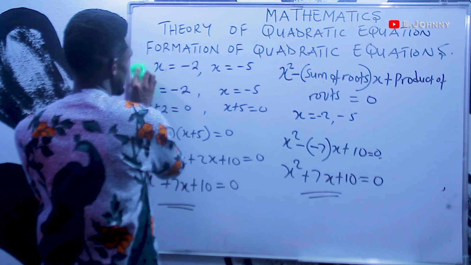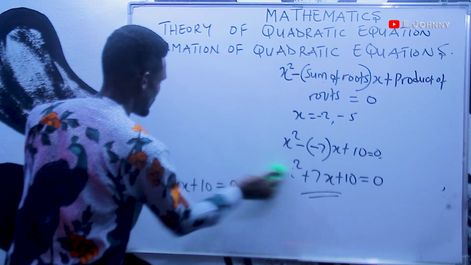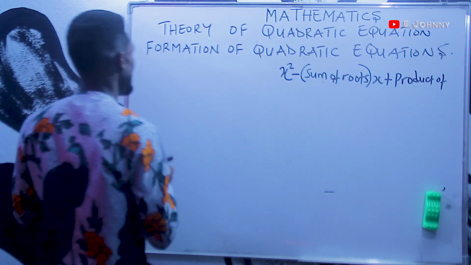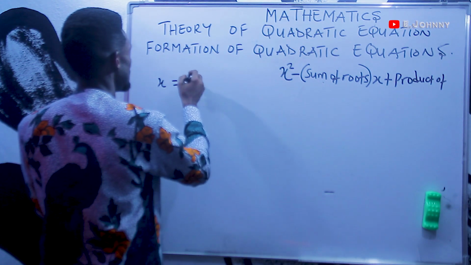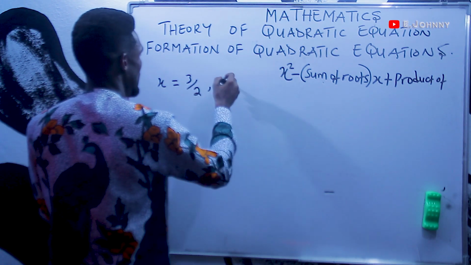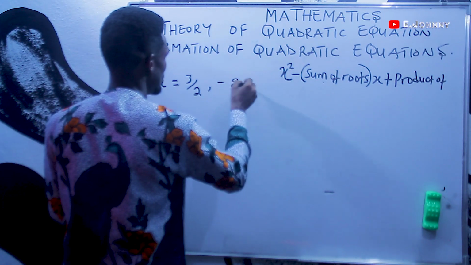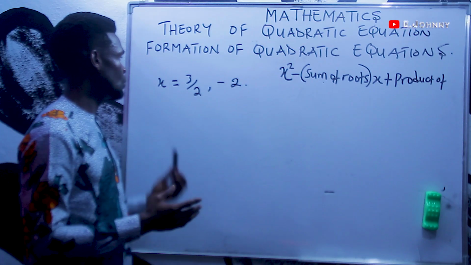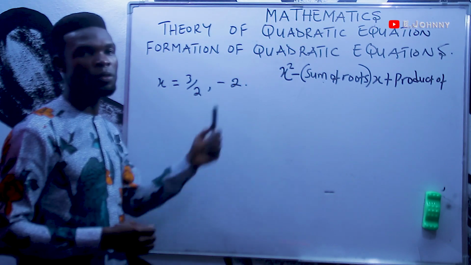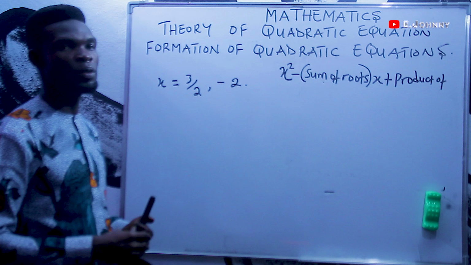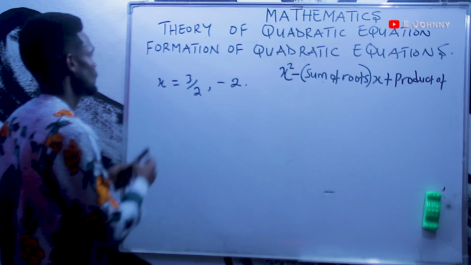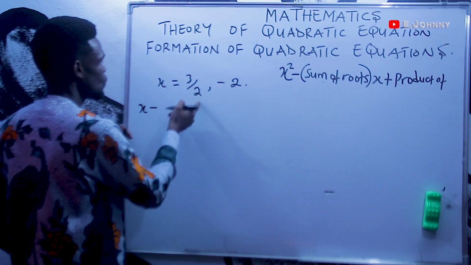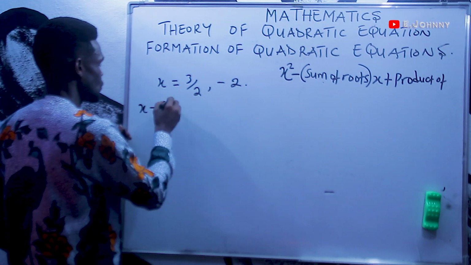Okay, let me pick another example. Let's say that we are to solve that x is equals to 3 over 2 and minus 2, for instance. These are the two roots. So to form a quadratic equation from this root is very, very simple. Let's use the first method. Move 3 over 2 to the left. So you have x plus 3 over 2 will cross to become minus 3 over 2.